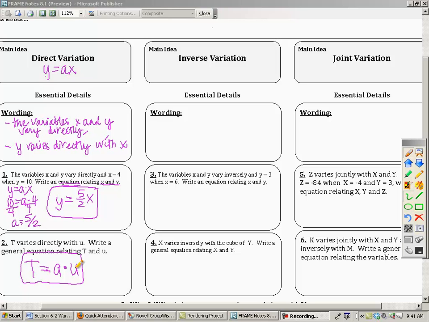Let's go now to chapter 8 as we look at inverse variation. Direct was when we multiplied a times x. Inverse is where we divide a by x. Okay? So direct variation is the multiplication. Inverse variation is the division.